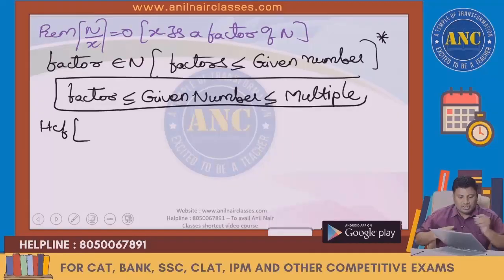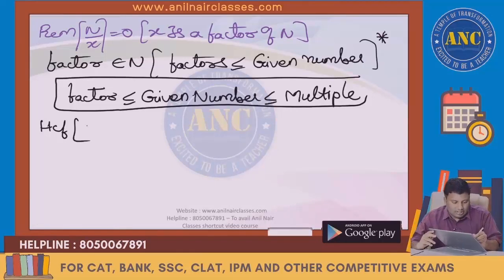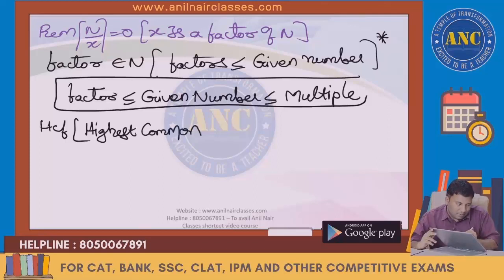Now, a factor is less than or equivalent to the given number, and a multiple is greater than or equivalent to it. Now see here, HCF stands for highest common factor. What is this concept? Let us see it.